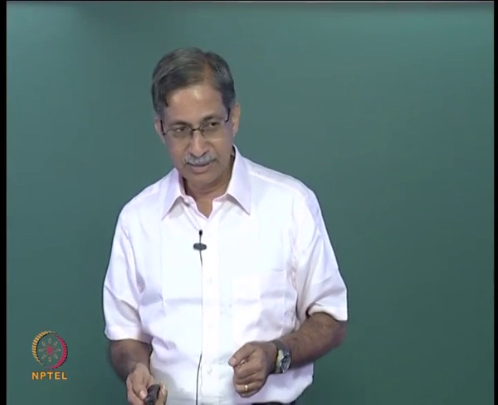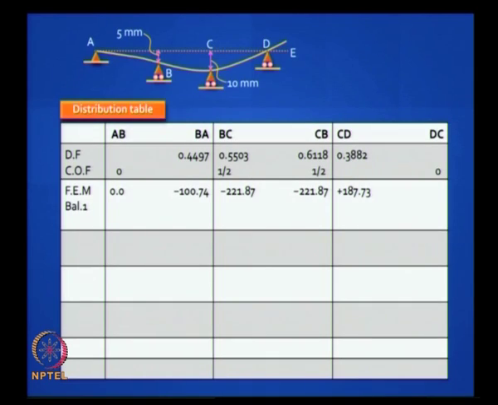So this is the distribution table. As you can see from the number of lines I have drawn, you do not get it in one cycle. So how do we do this? First you write down the element numbers, write down the distribution factors. Please note, at any joint the sum of all the distribution factors should add up to 1. Then you write down the carryover factors, and you write down the fixed end moments. In this case the fixed end moments are caused by the support settlements, right.